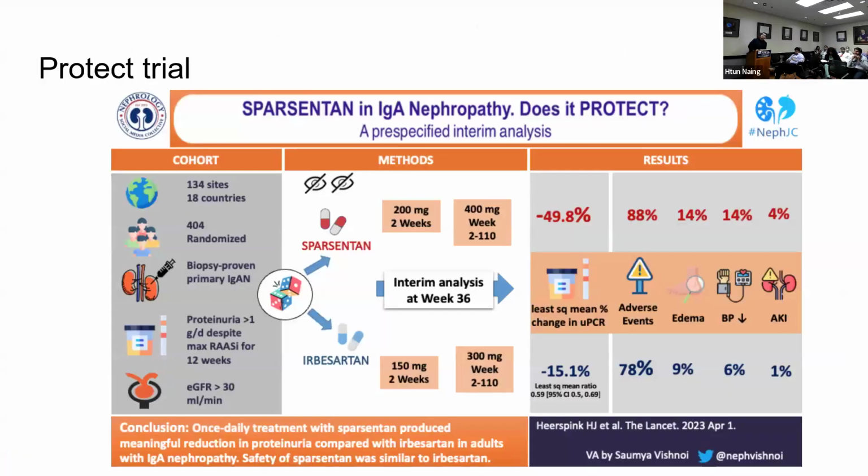So, this is one of the new kids coming into town. Sparsentan, which was recently approved by the FDA. This is a compound that has two effects: one is on the endothelin receptor, and the other is on the angiotensin 2 receptor.